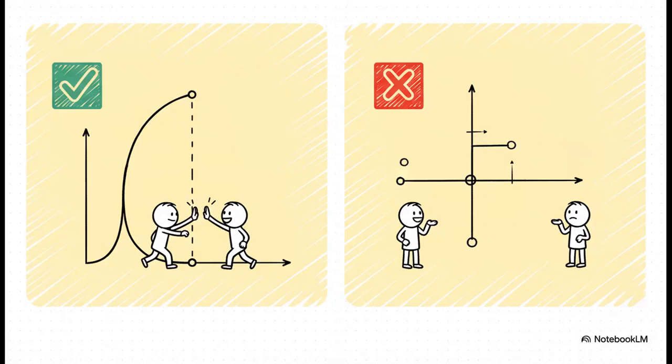And this all leads to one final really important rule. For a limit to exist at a point, the path coming from the left and the path coming from the right have to be heading to the exact same destination. If they're aiming for different heights, like with a jump, then there's no agreement, no single meeting point. So we just have to say the overall limit does not exist.